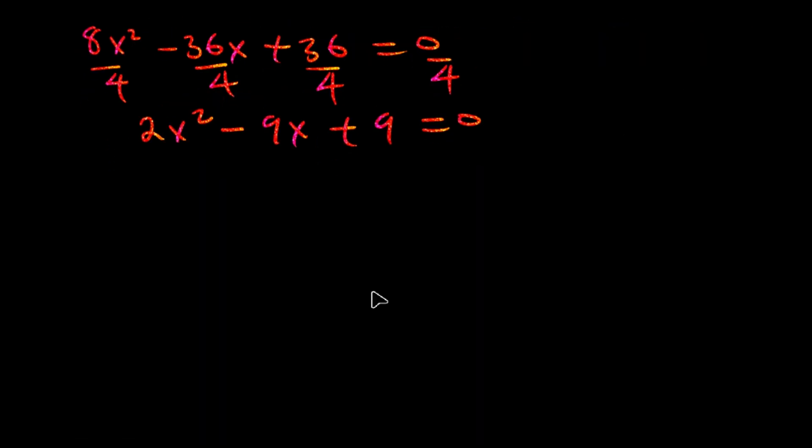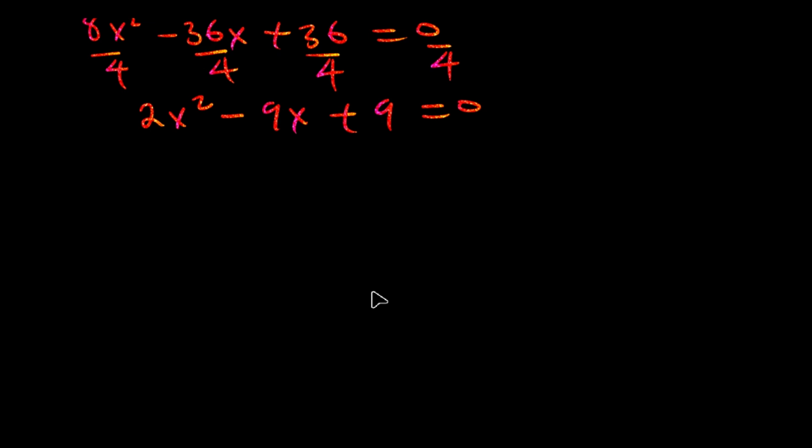So let us try that. In factorization, we look for two numbers whose sum is the same as b. So we're looking for two numbers whose sum is b. b is negative 9.